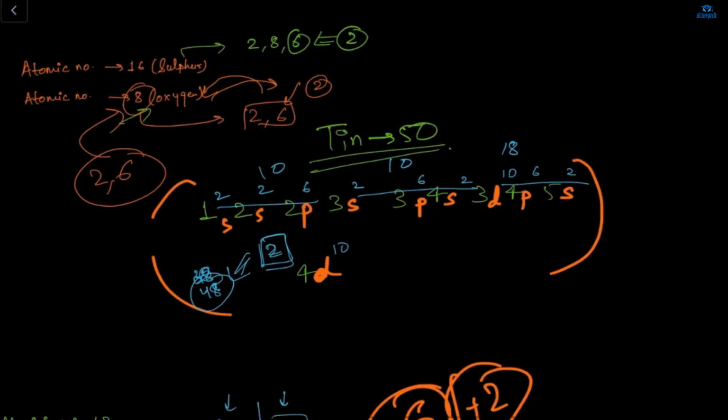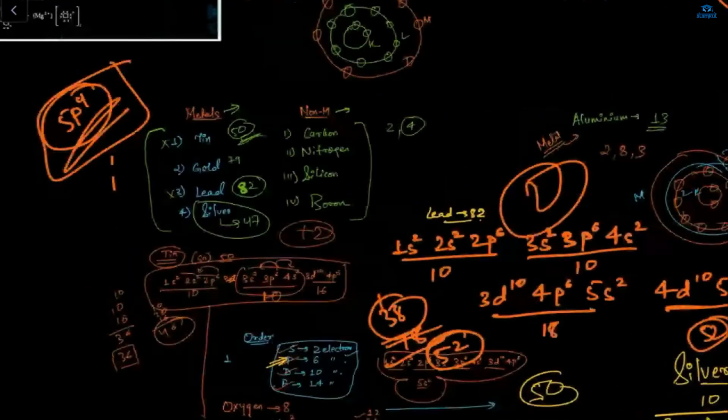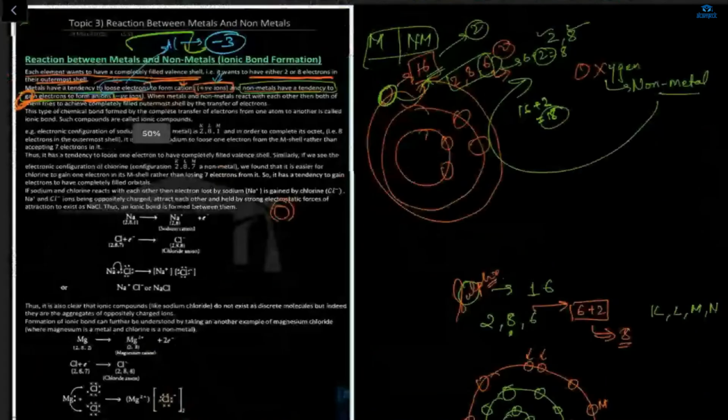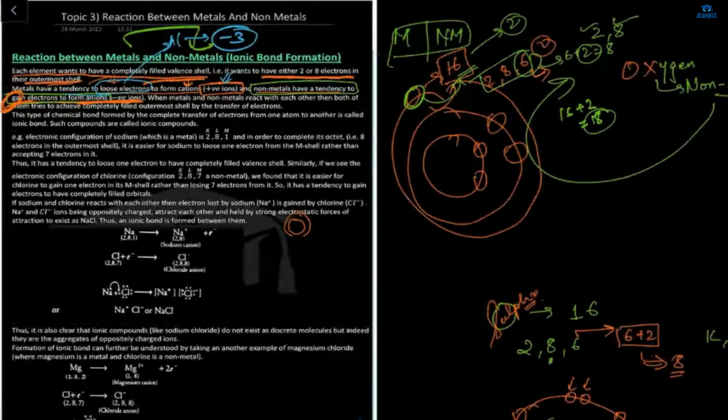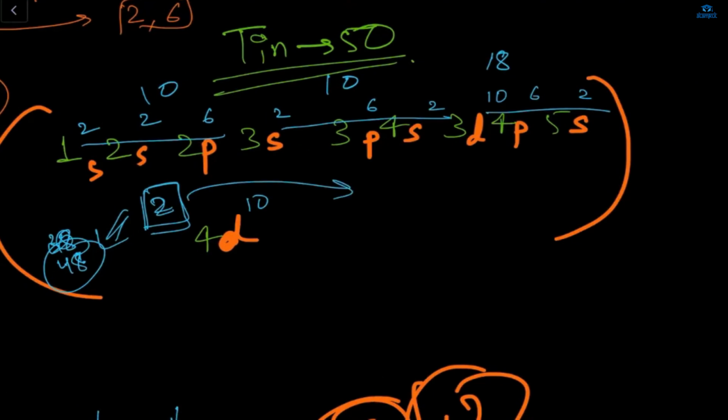So what will happen? Tin is what? Is tin a metal or non-metal? Tin is a metal, and metals have a tendency to lose electrons. Tin will easily lose 2 electrons. Wait, will it lose or gain? It will lose, because 10 minus 2 is 8. So in the outermost shell there should be 8 electrons.